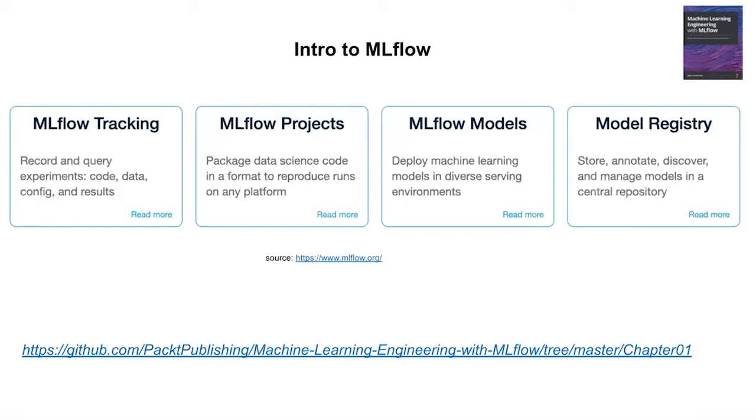So the first component is called MLFlow Tracking, which allows you to record and query experiment data. So it's code, data, even configuration and metrics as well. This data is stored in, the framework is flexible. It obviously has a metric store that you can choose, like it can be a relational database. And there are integrations with other tools like Dynamo, like happening now. And you have an artifact store where you store artifacts, like objects, blobs, your models.